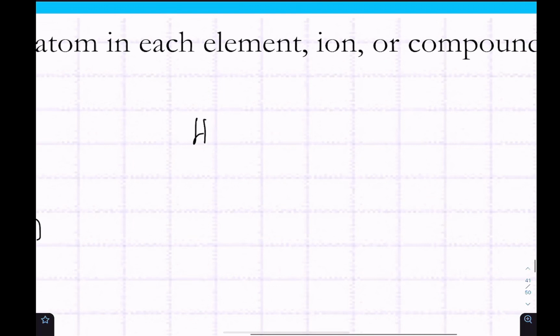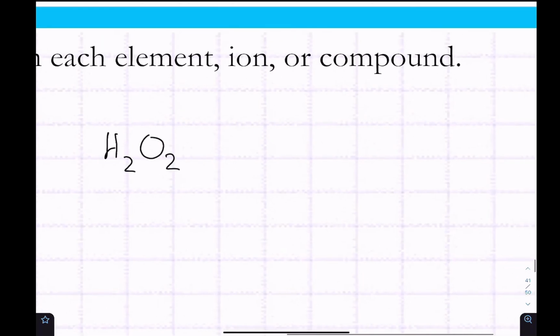How about hydrogen peroxide? So we have hydrogen, we have oxygen. Hydrogen has priority. And what oxidation state does hydrogen like to have? +1. And there's 2 of them, so it's +2. So what is the oxidation state of a single oxygen? -1. So in hydrogen peroxide, the hydrogen has priority and forces the oxygen to have a different oxidation state.